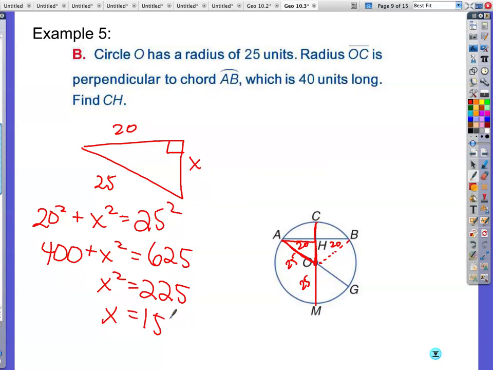So this is 15 right here. The entire radius is 25, so center to the side is 25. If I take 25 and minus 15, that's going to give me 10. So this little piece is 10, and that's what they wanted us to find, and that would be 10 units.